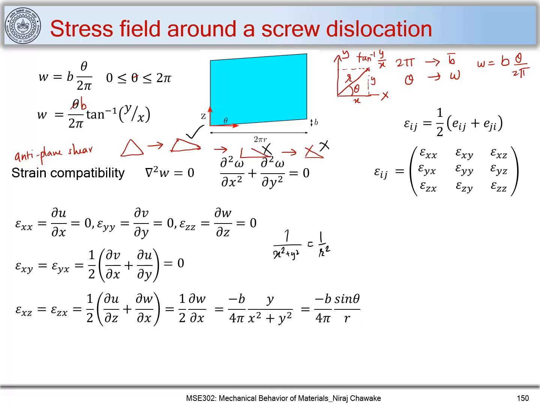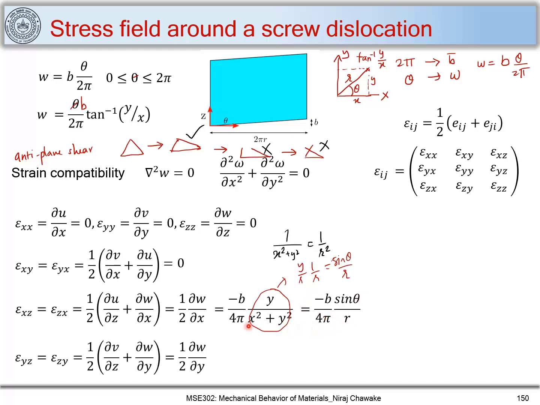Let me do that also for this term. So I can write this term as y upon r and 1 upon r. So this y upon r is nothing but sine theta, so it becomes sine theta upon r. So you can write this term, that is epsilon xz and epsilon zx, as minus b upon 4 pi y upon x square plus y square, or minus b upon 4 pi sine theta upon r.